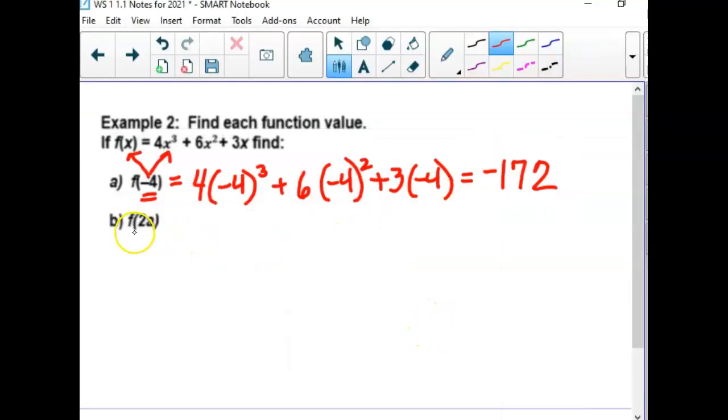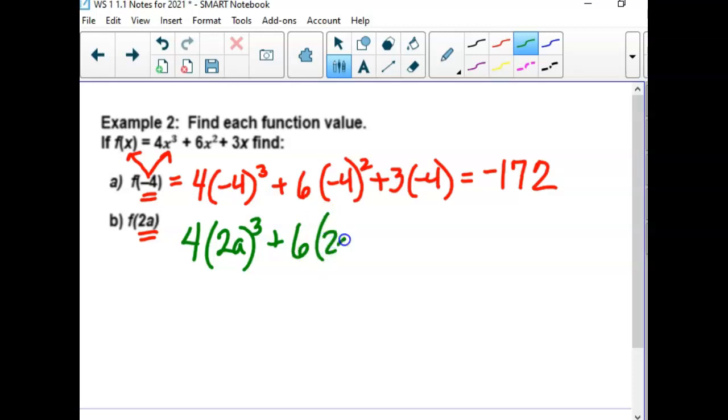All right. Now this one has a variable. So this is evaluating a function at an expression. It means you're going to replace all the x's with 2a's, and you're going to have to simplify. So it's going to be 4 times 2a cubed plus 6 times 2a squared plus 3 times 2a. Okay, can you take a minute and try to figure that out on your own? How would that simplify?